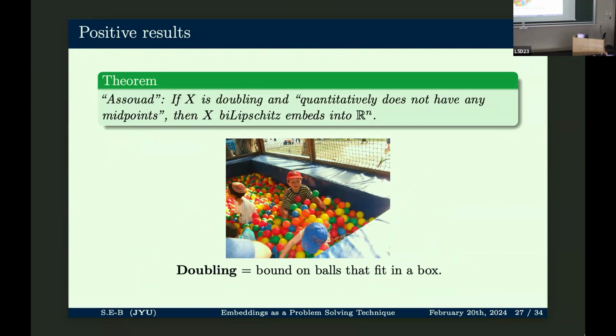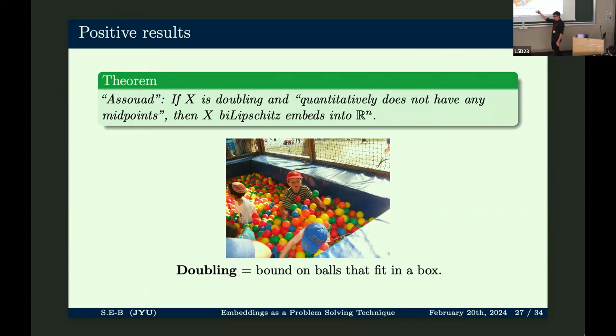So there's Assouad's theorem. And the way I will say Assouad's theorem is that if your metric space is not too big, I'll say something about that, if it's doubling, and if it does not have any midpoints, then it bi-Lipschitz embeds. So if you remove that obstacle, if your metric space lacks any midpoints, so for any pair of points there is not a midpoint in a quantitative way, because it's a quantitative statement, then your space automatically embeds. So midpoints are really your enemy in considering embeddings. Once you remove them, you can construct embeddings.